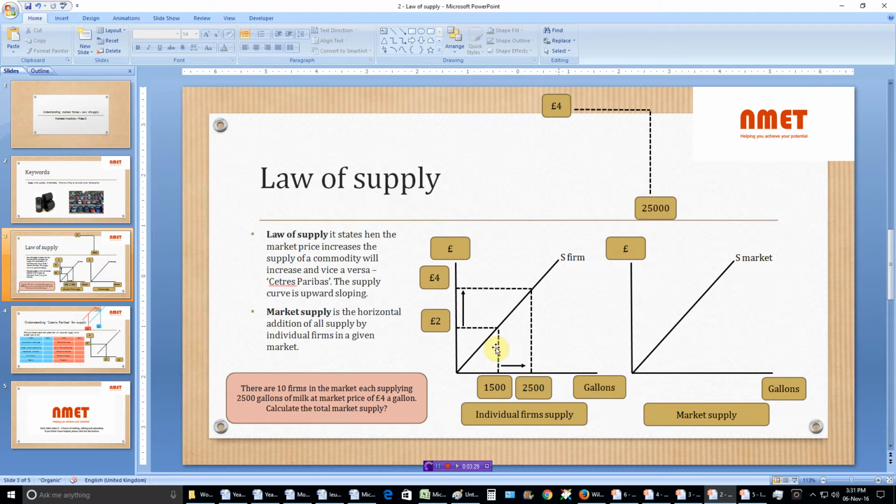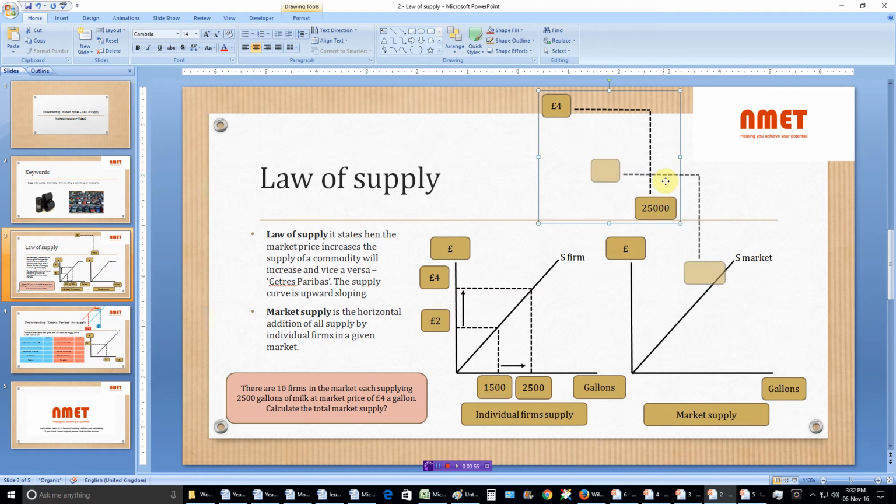So the market price is £4, and one firm supplies 2500. Then the second firm also supplies 2500, so the total quantity is 5000. The third firm pumps in another 2500, and it becomes 7500. The fourth firm pumps in another 2500, and it becomes 10,000. Ultimately, up to the 10 firms, it will be 2500 times 10, which is 25,000 gallons.